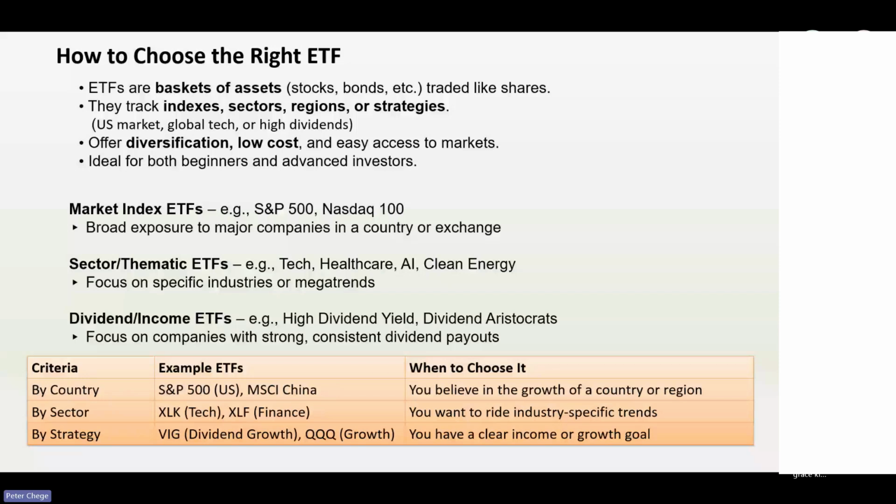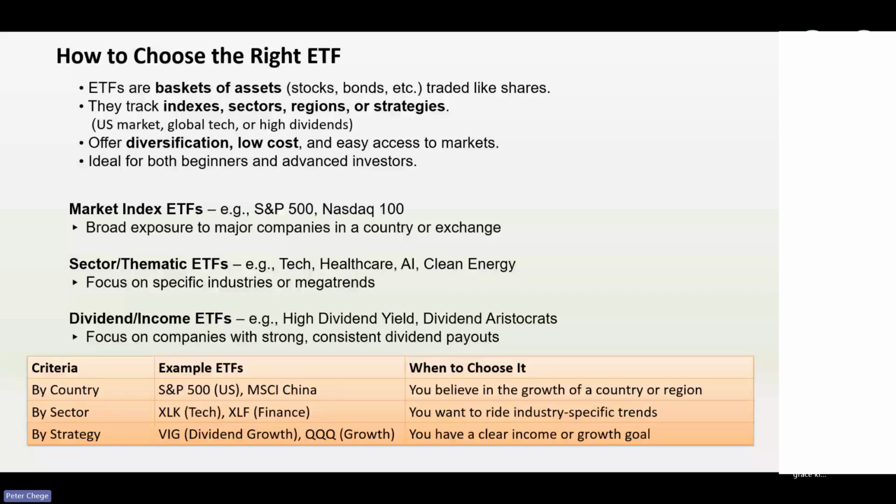So there are different ETFs. One of them is market index. This tracks markets, like S&P 500 tracks US markets. NASDAQ 100 tracks the NASDAQ. So this gives you broad exposure to major companies in either a country or an exchange. An exchange is like the NSE, where shares trade.